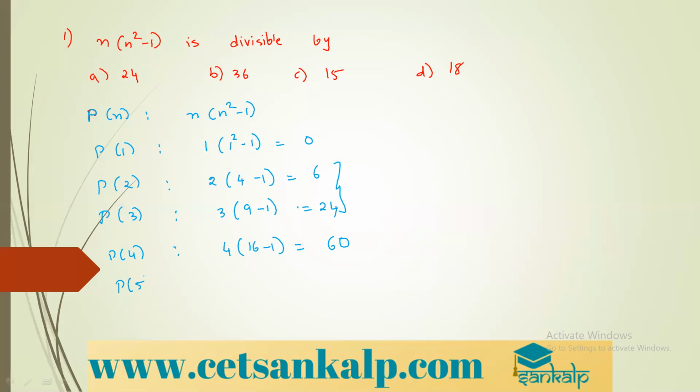Like if I take P of 5 also, 5 into 5 square, 25 minus 1. So 5 into 24. What is 5 into 24? It is divisible by 24. So I can select 24 as my answer. 24 is the one which I can say n into n square minus 1 is divisible by 24.